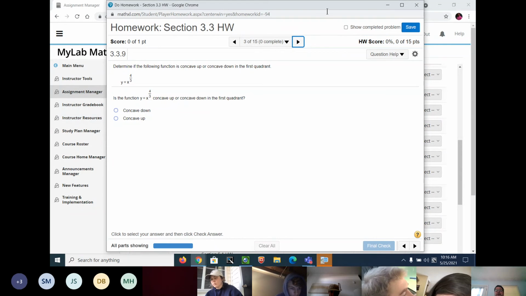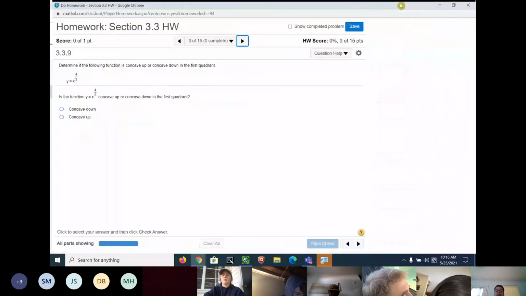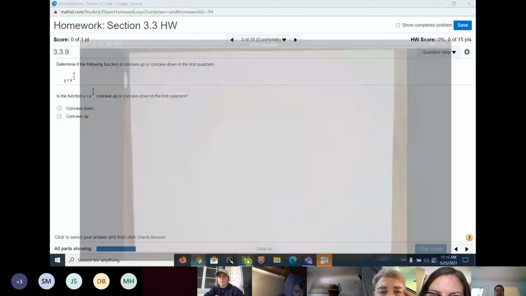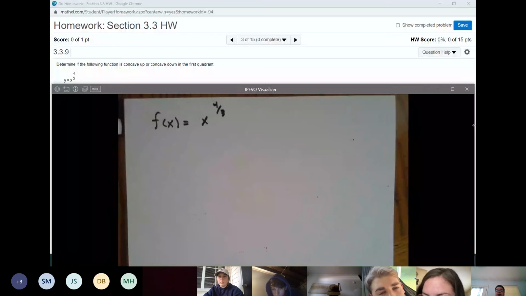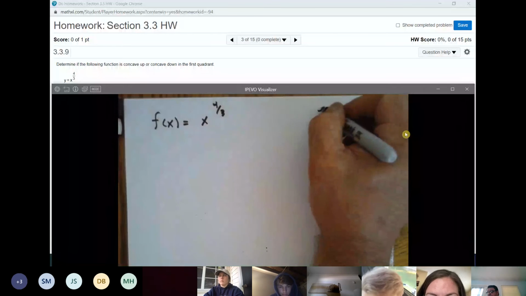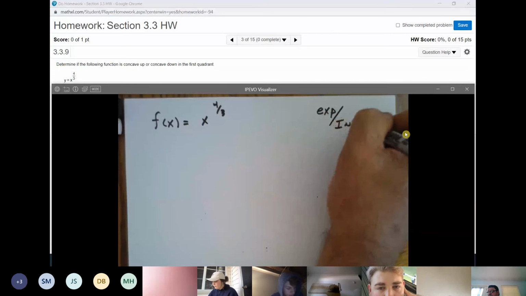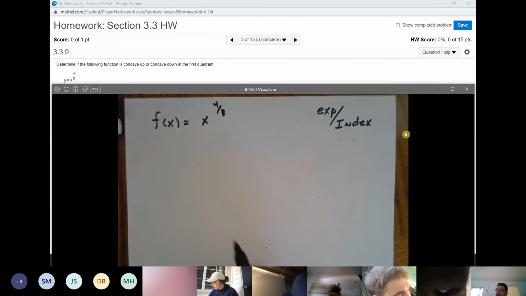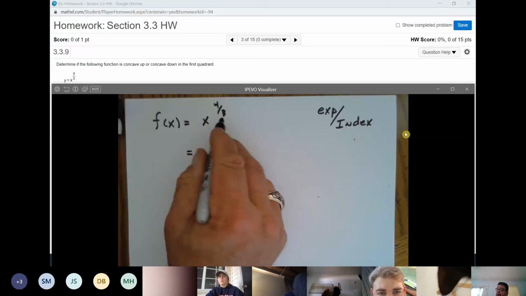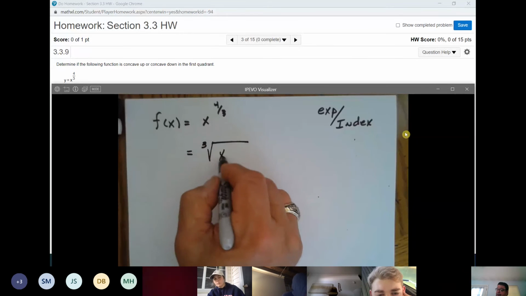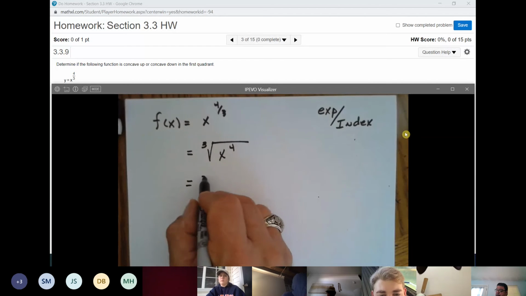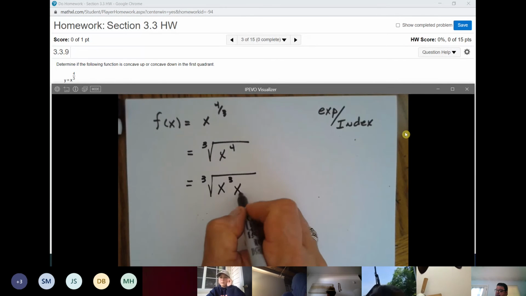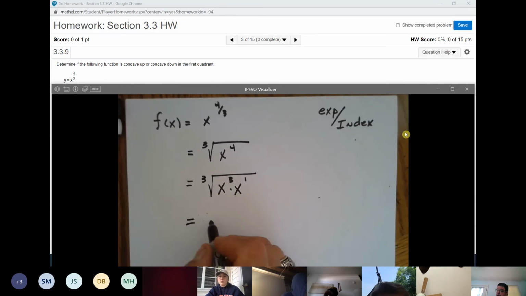Now remember, most of the problems in 3.3 are going to be problems that are not x to the second power. So you got to know what to do with problems that are not x to the second power. Well, first of all, this is a rational exponent. And as I told you before, exponent over what? Exponent over index. So this is really the third root of x to the 4th power, which is actually the third root of x to the 3rd power times x to the 1st power, which is equal to x times the cube root of x.